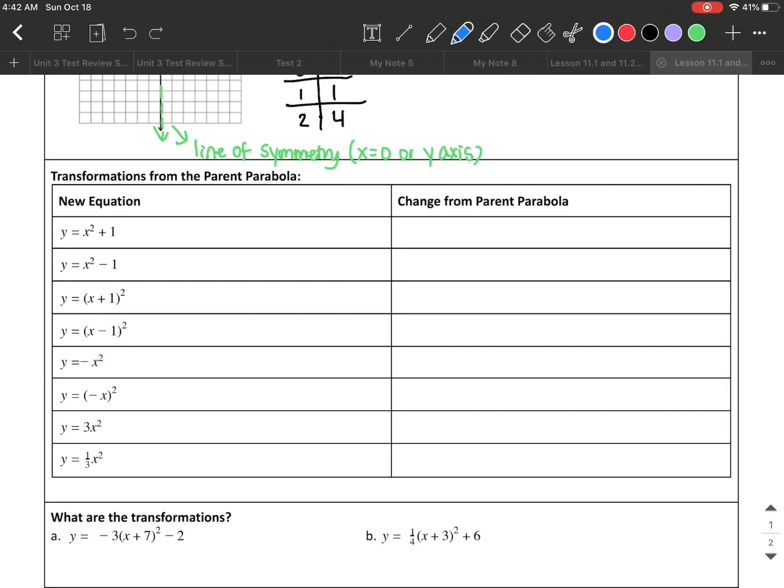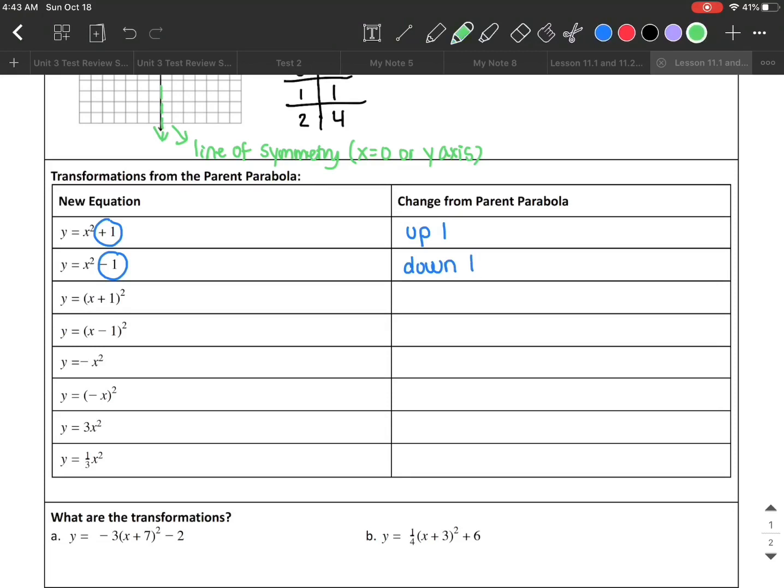So the extra stuff in this first equation here is the +1 that I have. When I have that outside of what I'm squaring, since for parabolas I'm talking about x being squared, that means I'm going up however many units it says. So up 1 for this, if I'm adding 1. If I have subtracting something outside of what I'm squaring, that means I'm going down that number of spaces, which in this case is down 1.